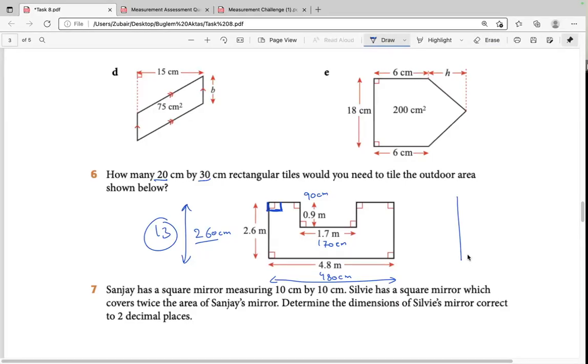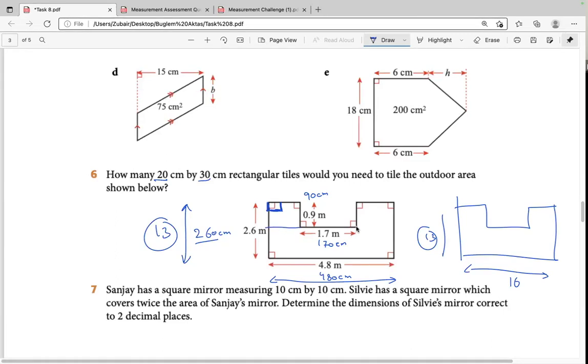Let me write it separately. So I'm placing 13 tiles in this way, and 16 tiles in this way. 480 by 30 is 16. And I'm checking for this 170. If I divide 170 by 30, that is a decimal number, so I cannot place a full tile across 170. And if we go for 170 by 20, again a decimal number, we'll have to cut it. How many 20 by 30 centimeter rectangular tiles would you need to tile the outdoor area shown? That's 0.9.